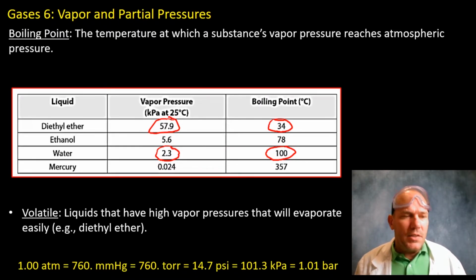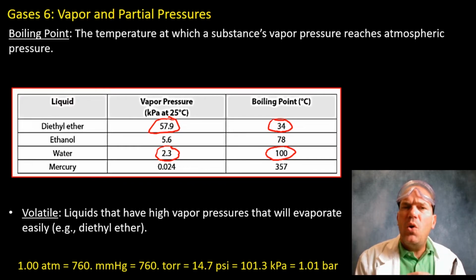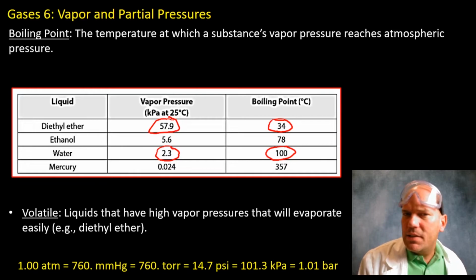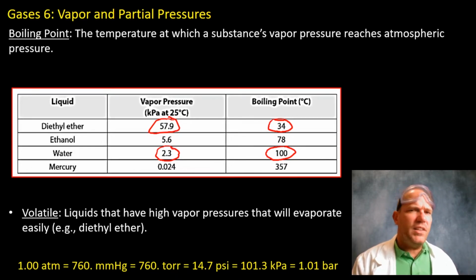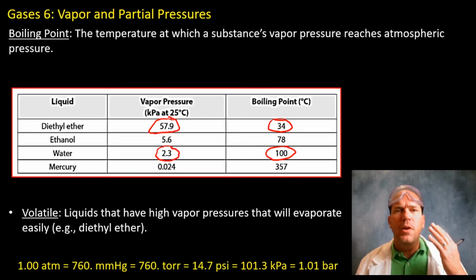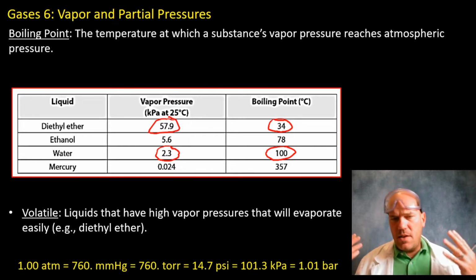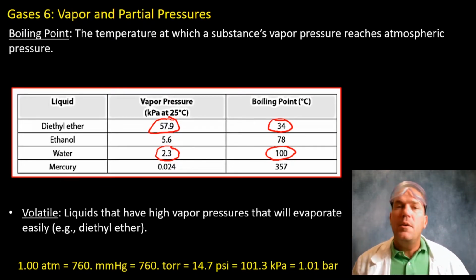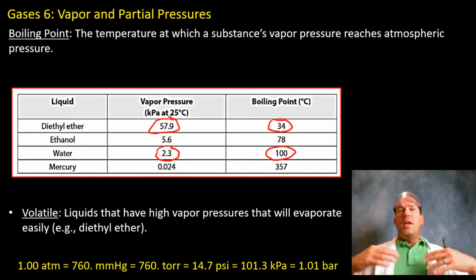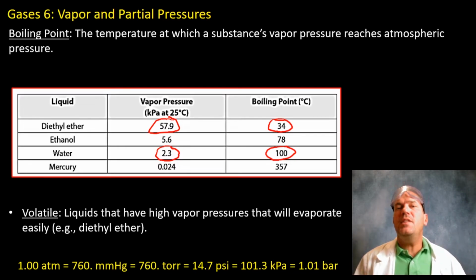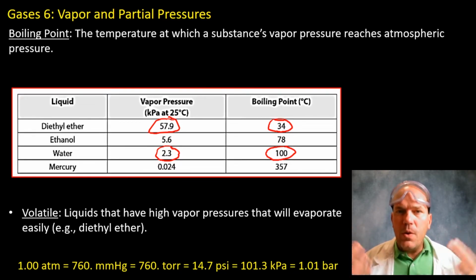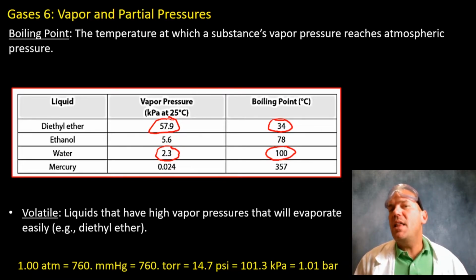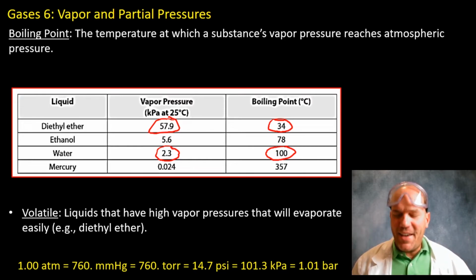And lastly, let's look at mercury. It has a very low vapor pressure, and that should make sense. Because of its extremely low vapor pressure, we see that it has an extremely high boiling point. So it takes a great raise in temperature for those particular molecules to reach that threshold to turn to a gas.